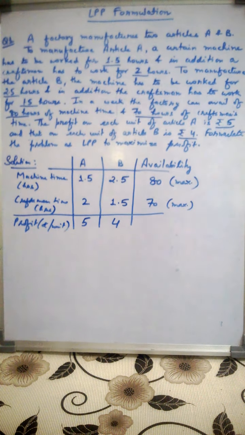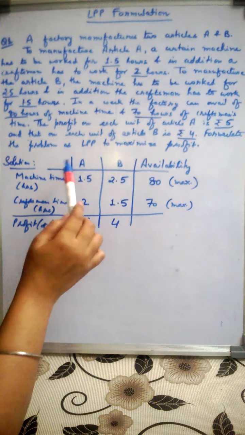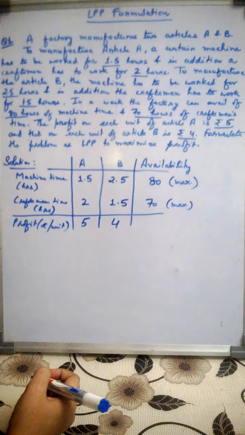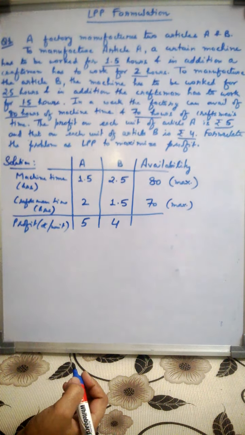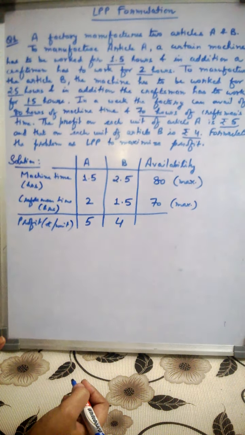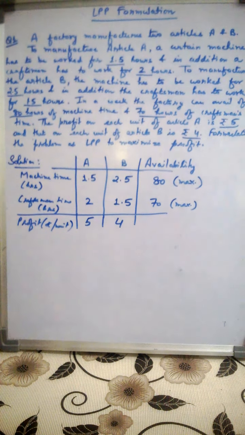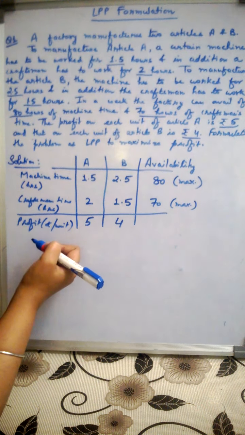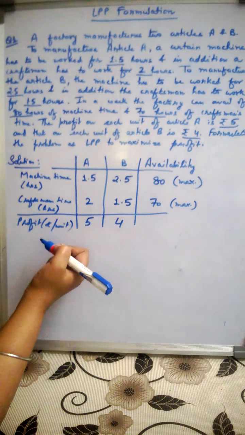So now it is easy to formulate the problem once we write the problem in a tabular form. Now we have to formulate this problem as a linear programming problem to maximize the profit. So whenever we have to write a linear programming problem, first we need to define the decision variables. Right? Now here, how to define the decision variables? So you always have to look for the profit and cost values, whatever is given to you in the question, profit, cost or time.